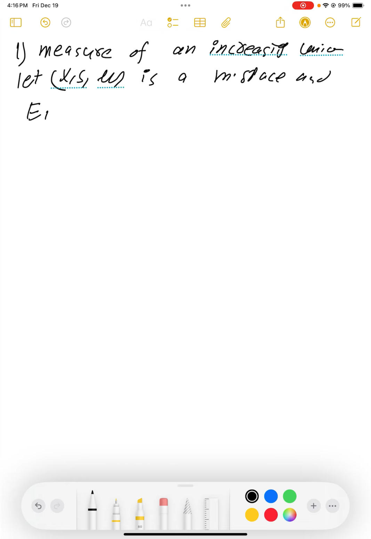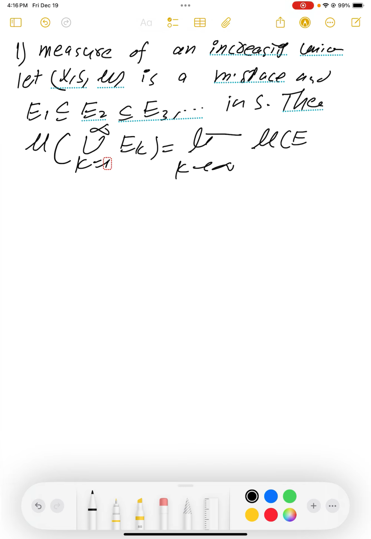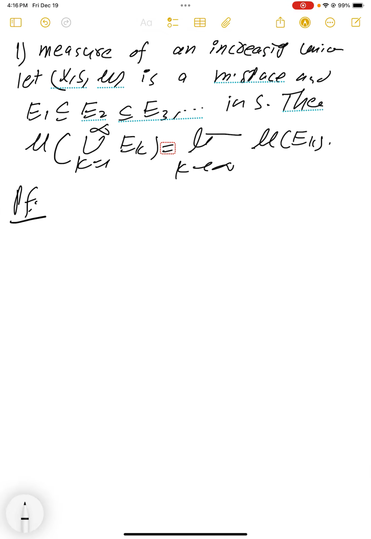and we have an increasing sequence of sets E_k in S. Then the measure of the union of E_k, k equals 1 up to infinity, is actually the limit as k approaches infinity of the measure of E_k. So proof, we are gonna prove this thing.